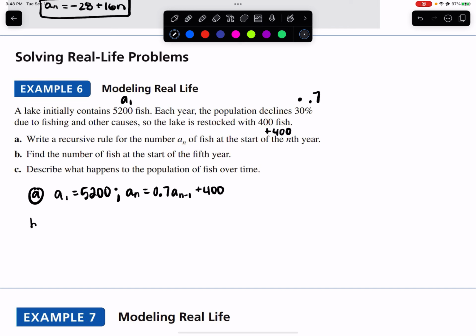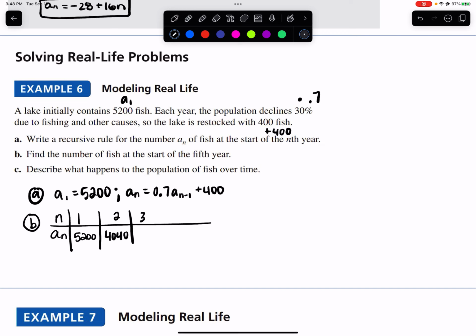Part B, find the number of fish at the start of the 5th year. So that's the unfortunate thing about the recursive rule. You have to keep going until you get to the 5th year. So I'm going to fill in a table. My first year is 5,200. And then each year I'm taking 0.7 times that plus 400. So 0.7 times 5,200 is 3,640 plus 400 is 4,040. So that's at the 2nd year.